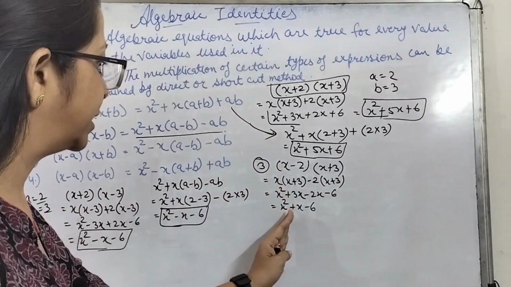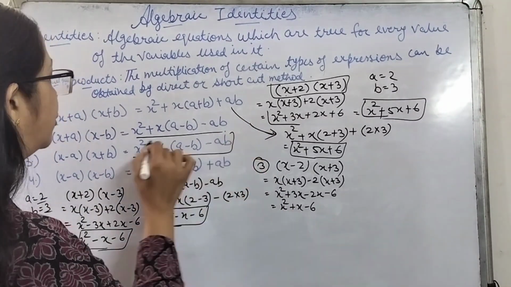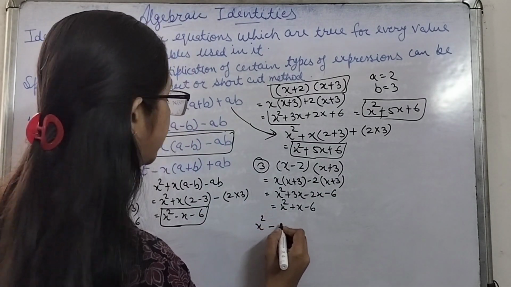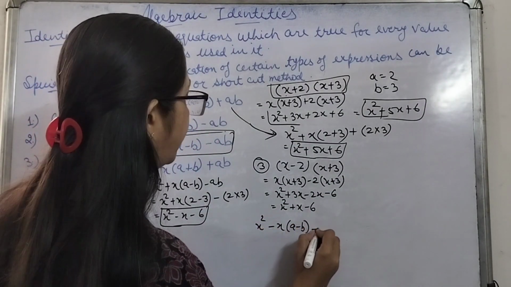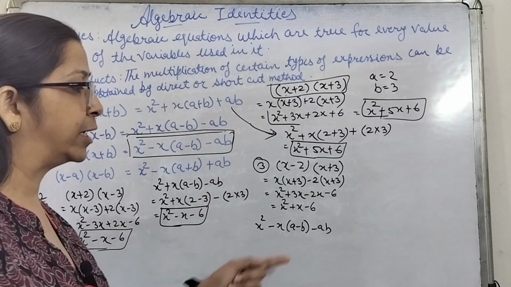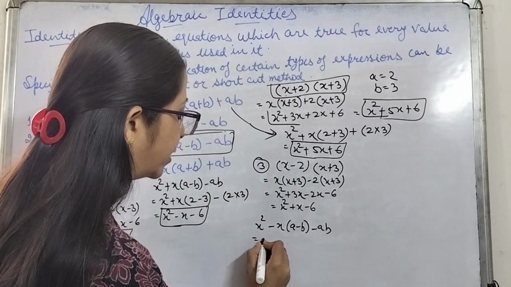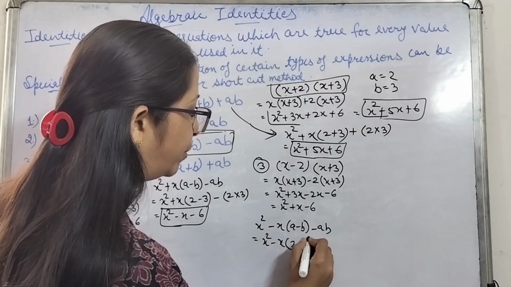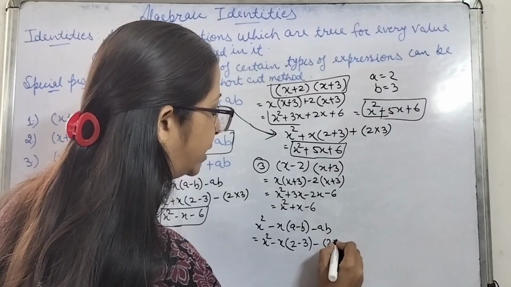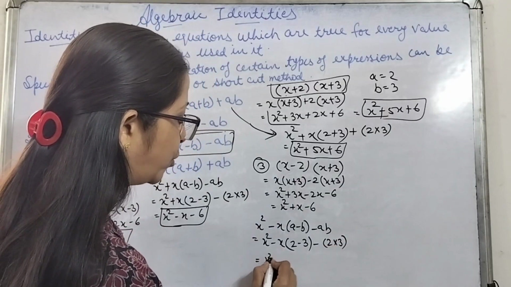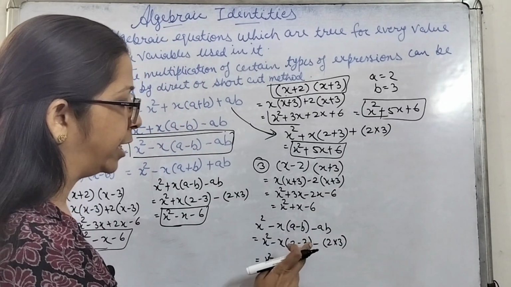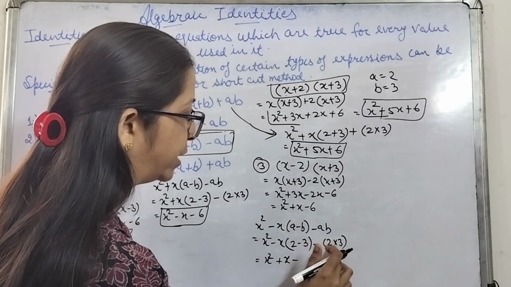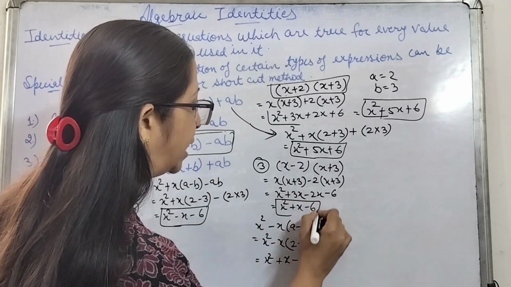Now if instead of multiplying we had directly applied the formula, what value would have come? It is x square minus x a minus b, minus ab. If I keep the values of a and b over here, what value will come? x square minus x. Instead of a we will take 2, instead of b we will take 3, minus 2 multiplied by 3. So it will be x square, 2 minus 3 will be minus 1, and minus 1 multiplied by this minus sign will become plus x, and minus 2 3s are 6. So we will get the same value.